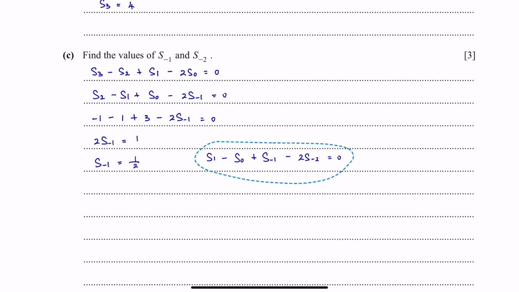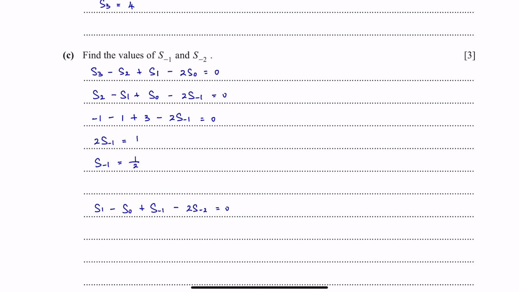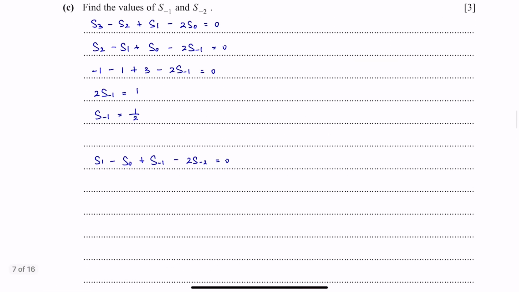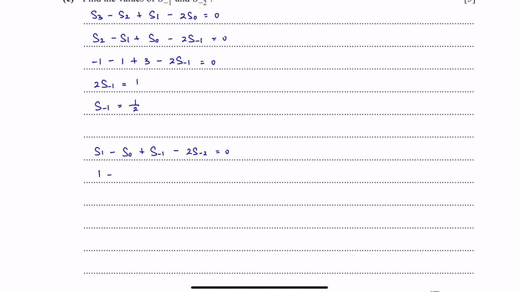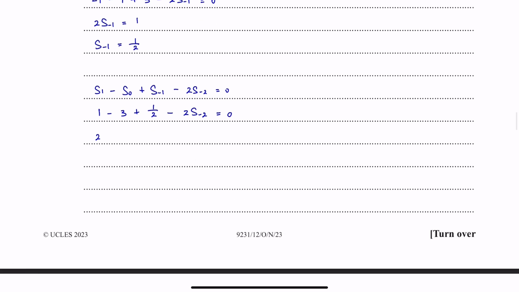So now we will use this to find S negative 2. So S1 is 1, minus S0 which is 3, plus whatever we got here, which is 1 over 2, minus 2S negative 2. So 2S negative 2 is negative 3 over 2, and S negative 2 is negative 3 over 4.